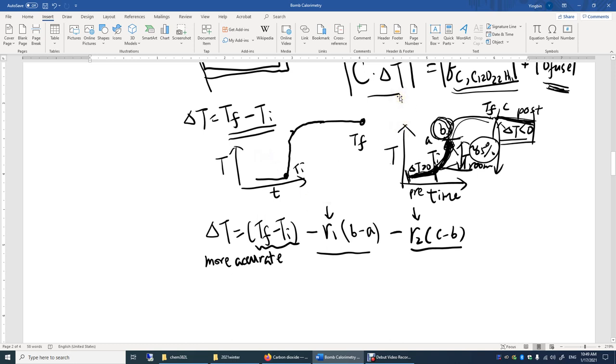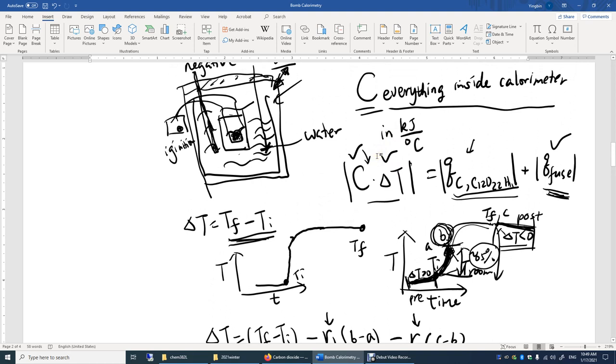Now, this is the issue with delta T, okay? You can just use T final minus T initial to get a reasonably accurate delta T, but also you can get a more accurate value for delta T by subtracting the temperature change caused by the heat flow between the calorimeter and the room air. Again, this is because the calorimeter, although well insulated, is not perfectly insulated.